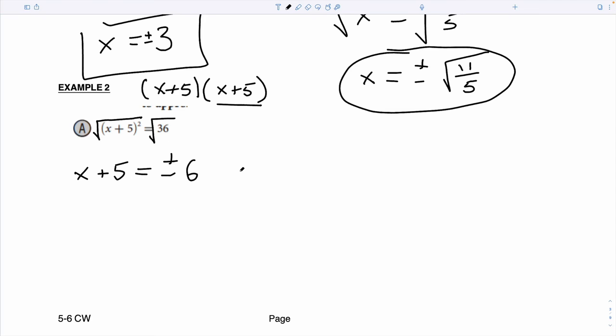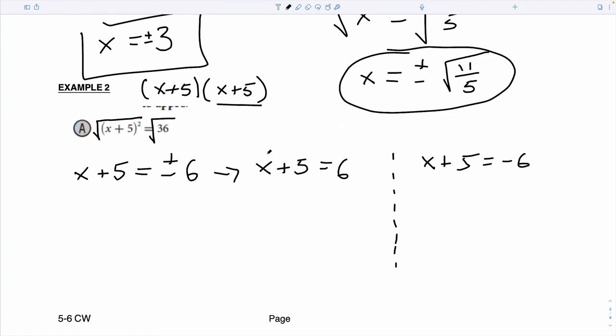The square root of 36 is plus or minus 6. From here, you have two options. You have x plus 5 equals 6, and you have x plus 5 equals negative 6. Set them up separately and get our different answers.